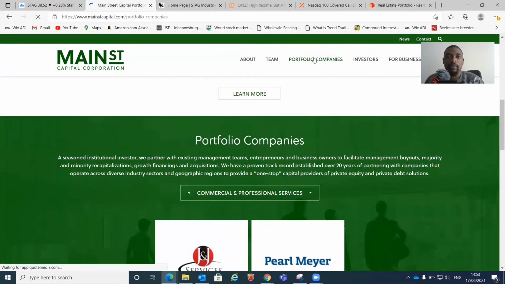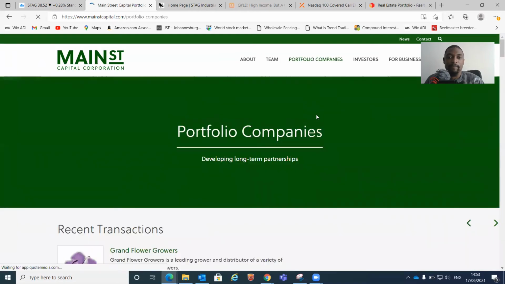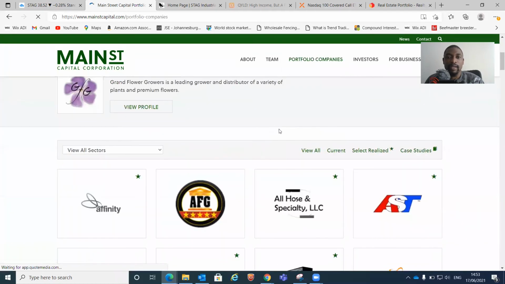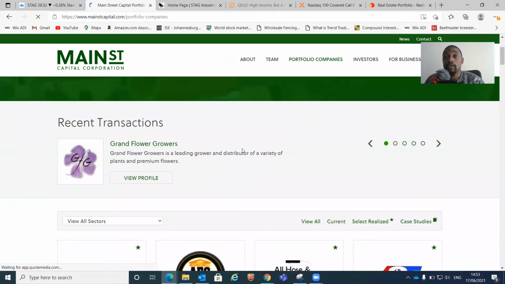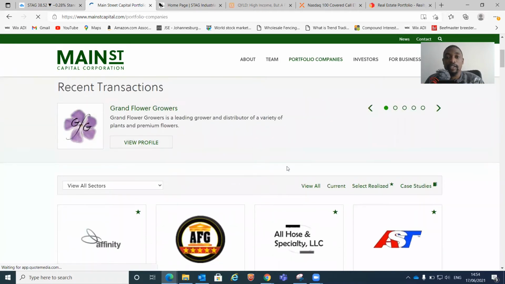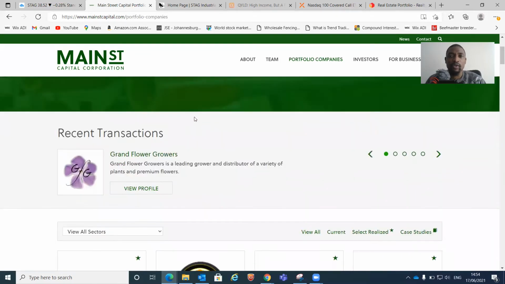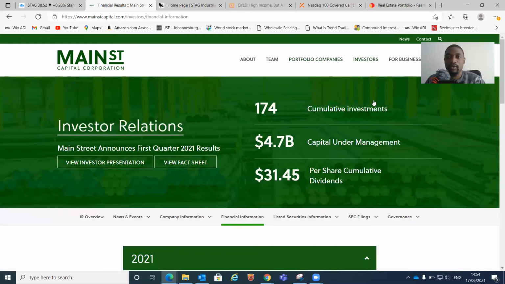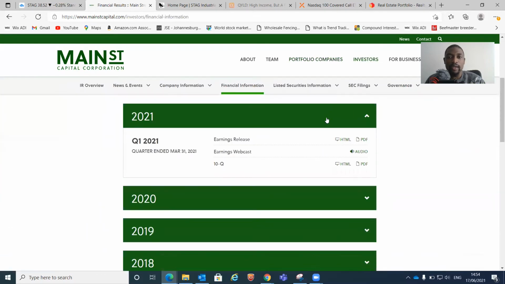So let's look at some of the companies that they have there, the portfolio of companies. As they say, they develop long-term partnerships. They have a lot of holdings. All these companies that they've invested in or lent capital to are not listed, as they lend this capital to private companies. Again, the reason why we are looking at this is because we want to see those monthly dividends. That's the whole reason why we are here.